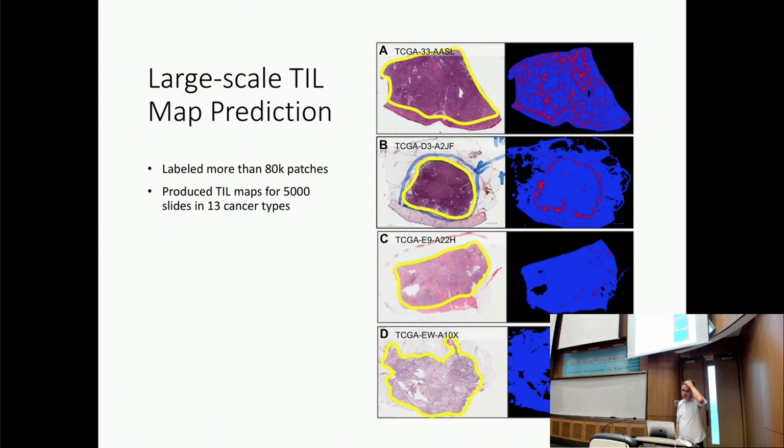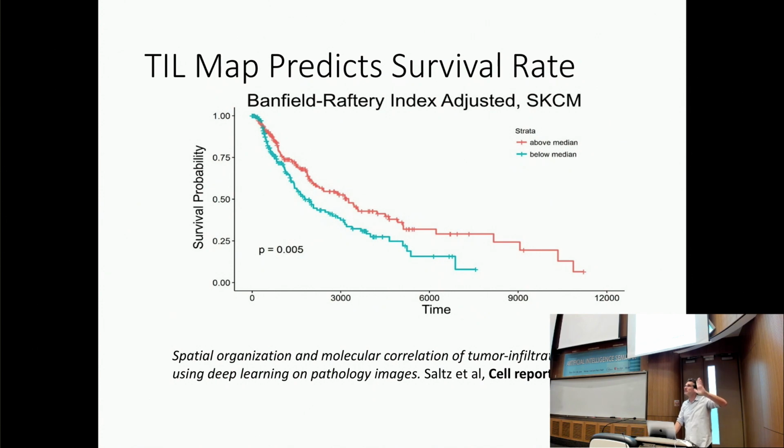Why? Because we're able to do it fast enough that we were able to run it on a lot of slides, and we produced maps of where there is high concentration of TILs for 5,000 slides in 13 different cancer types. Humans could not have done this.